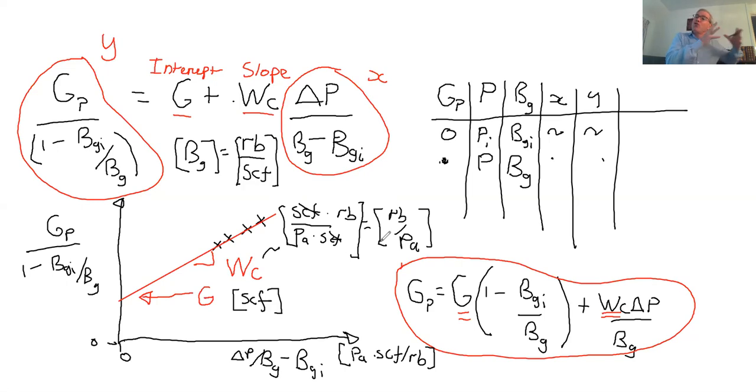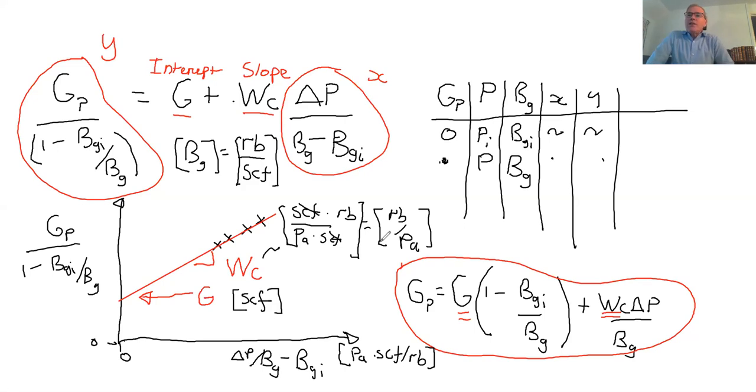It says for a given pressure drop, measured in whatever units you want, how much water influx is there? So reservoir barrels per pascal isn't just a crazy unit. It means something. For every pascal drop in pressure, there's a reservoir barrel of water influx.